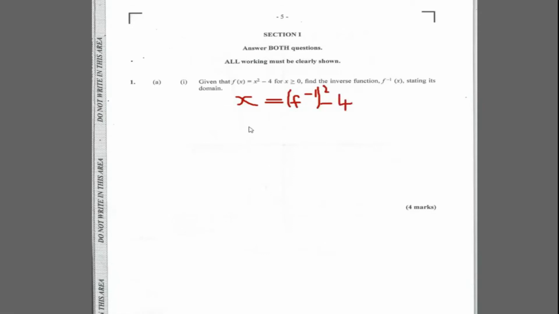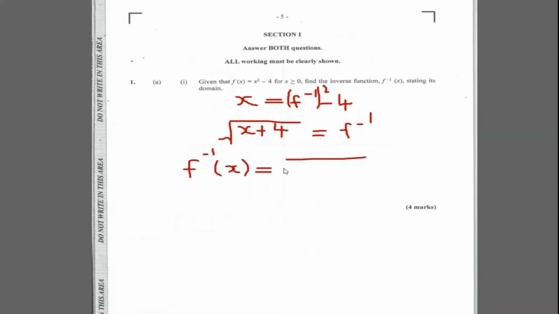Then you're going to make f inverse the subject. So you add 4 to both sides until you get x plus 4 is equal to f inverse all squared. And in order to get rid of the square, you just square root both sides. So what we're saying is f inverse is the square root of x plus 4. So you can write that down: f inverse of x is equal to the square root of x plus 4.